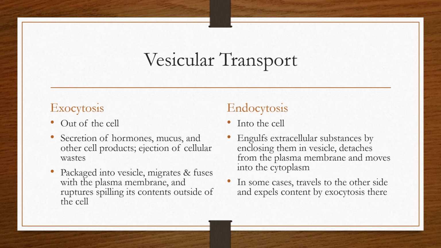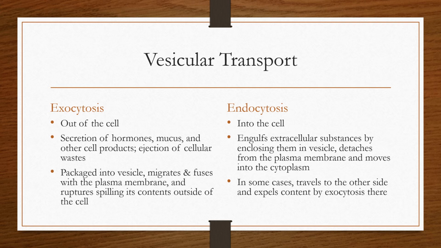Now let's talk about the other active process of transport, vesicular transport. So we have exocytosis and endocytosis. Exo would be like exiting out of the cell. It's how the secretion of hormones, mucus, and other cellular products occurs. Ejection of cellular waste occurs this way. Packaged into a vesicle, it migrates, fuses with the plasma membrane, and ruptures, emptying its contents outside of the cell.